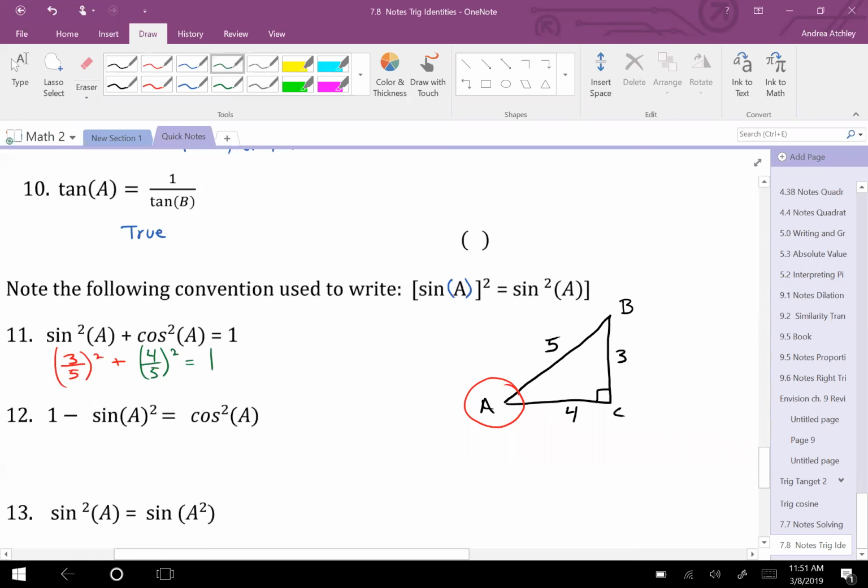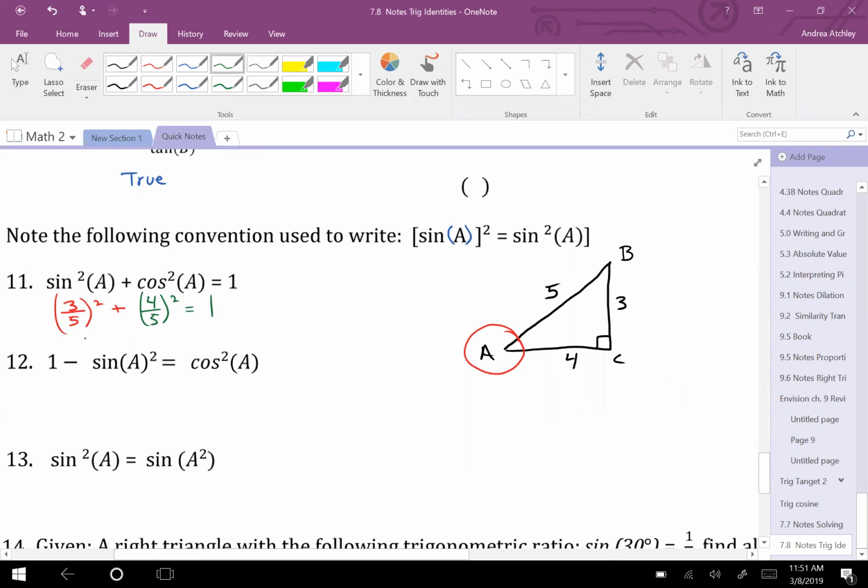We know how to do this in our heads. Class, what's 3 squared? Okay, what's 5 squared? Okay, class, what's 4 squared? 16. What's 5 squared? Okay, then we're going to add: 9 plus 16 is what? 25. The denominator stays the same. Remember, we just add the numerators. Does 25 over 25 equal 1? Yes. So this is true.